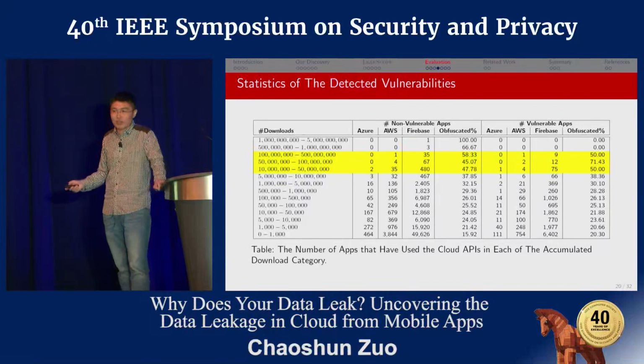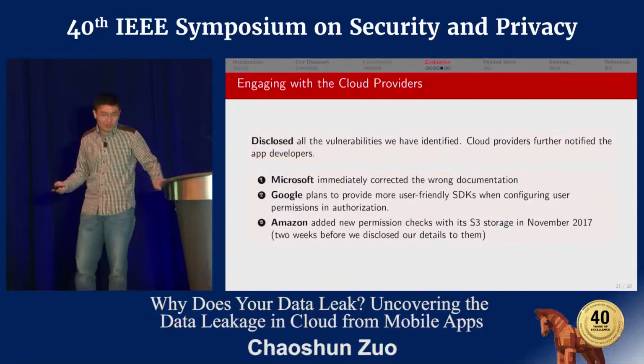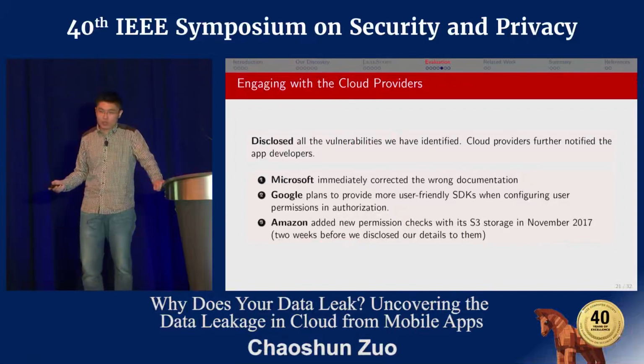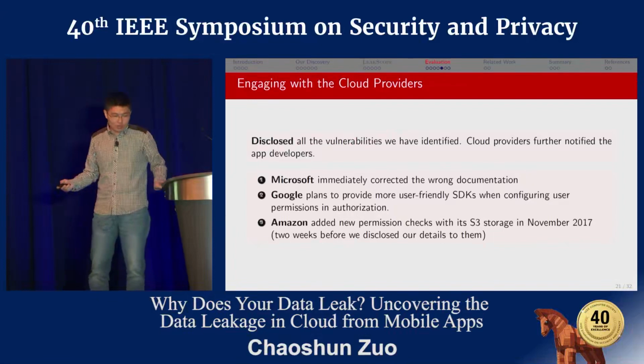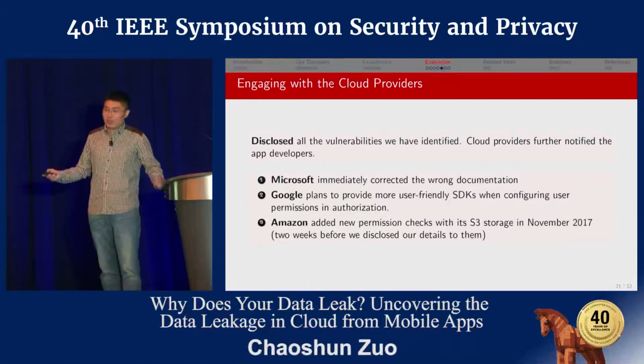Having identified those vulnerabilities, we first disclosed them to the cloud providers, and they all took this seriously. Further, they notified all the related developers. In particular, Microsoft immediately corrected the wrong documentation. Actually, they used the root key in their running example in the document.